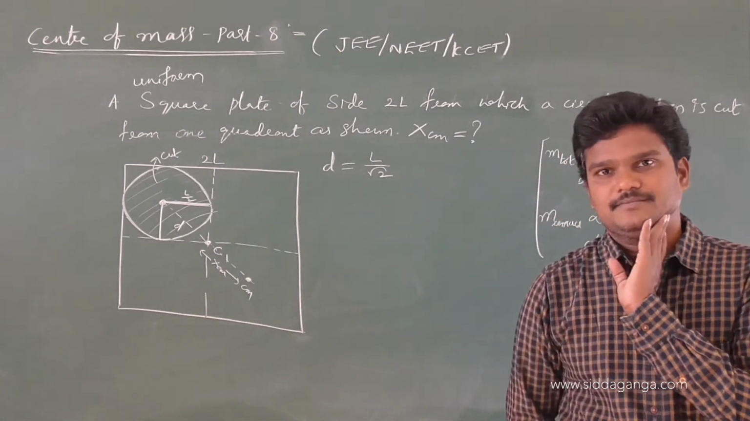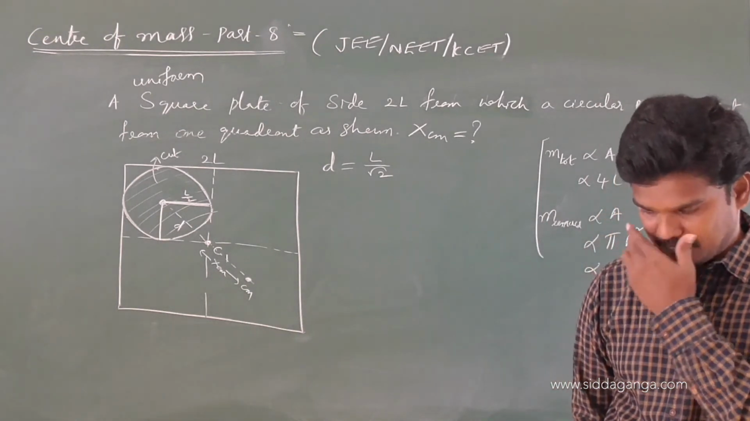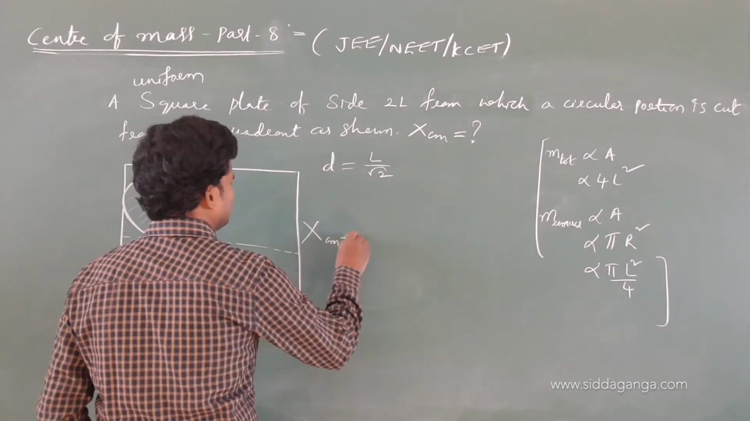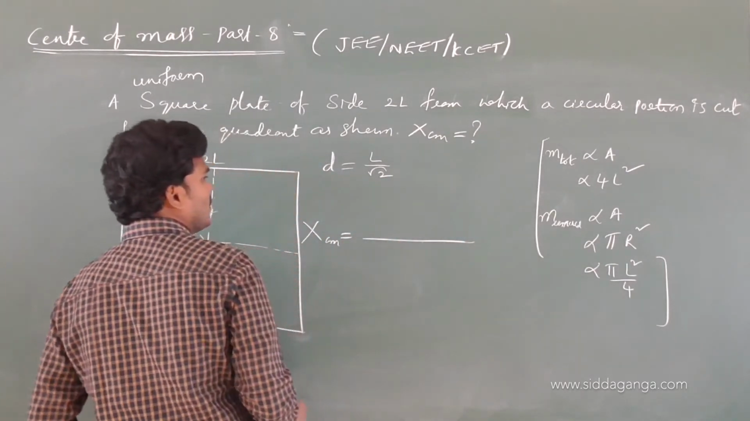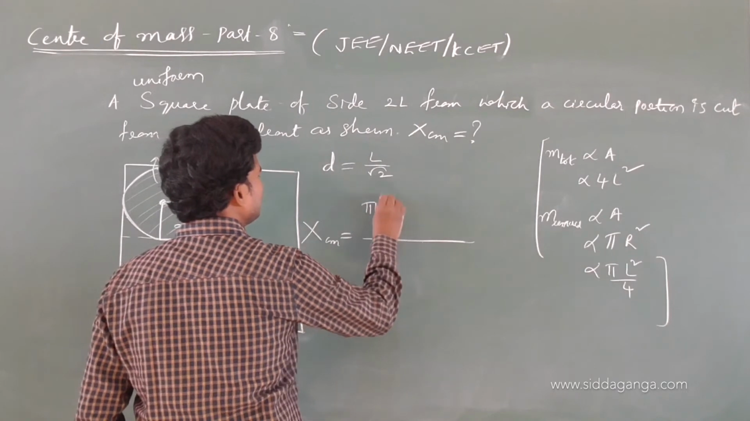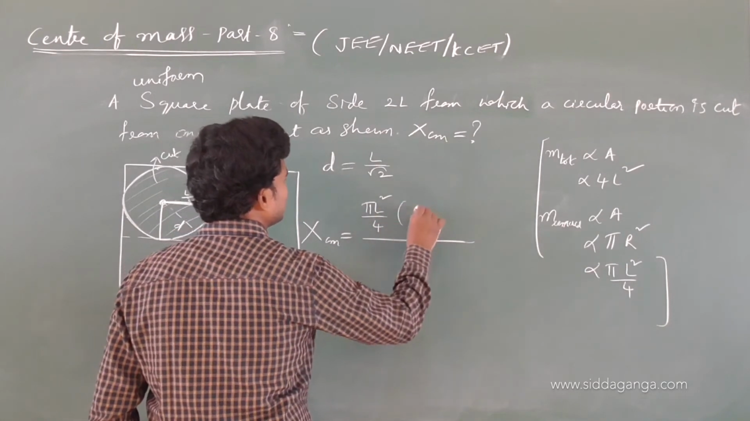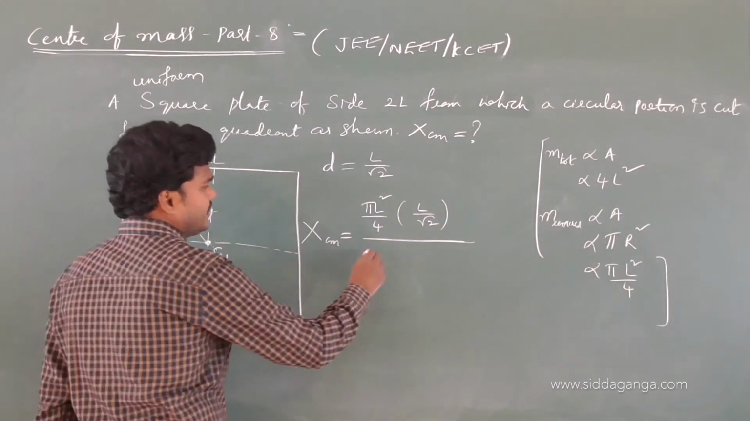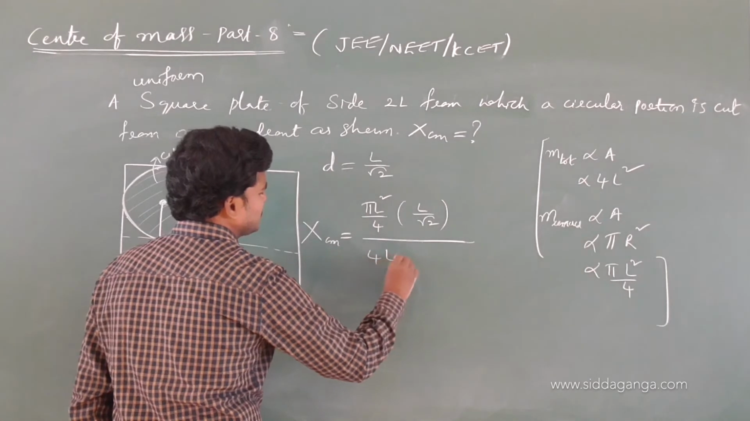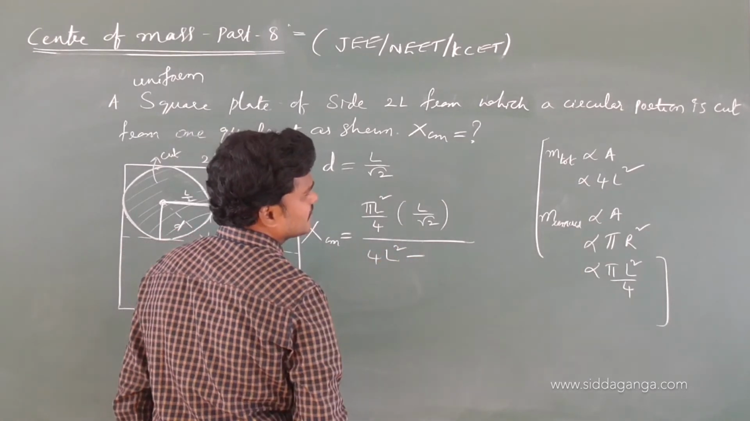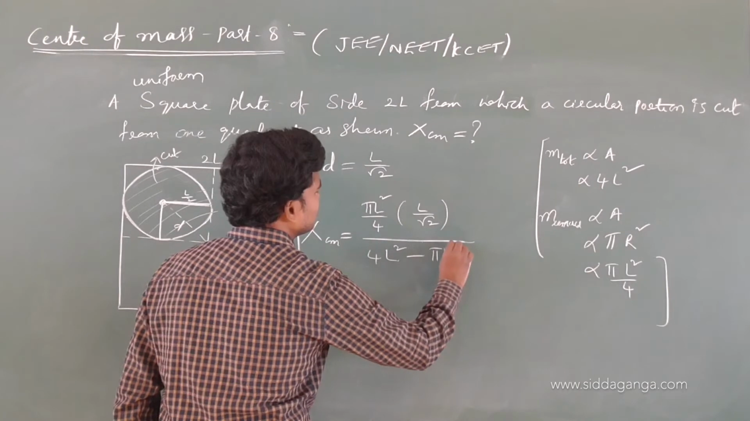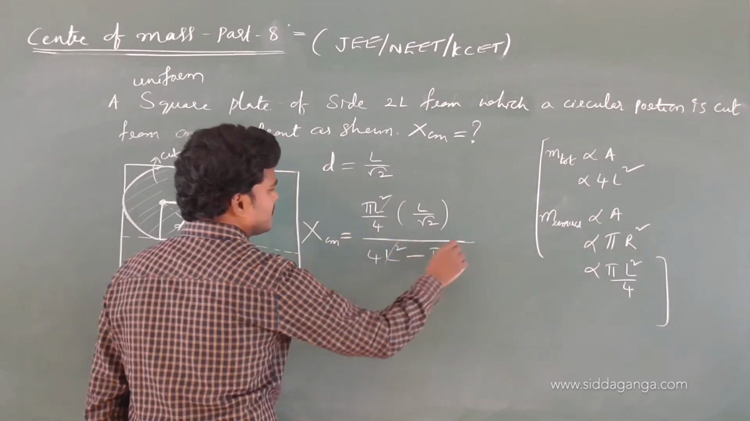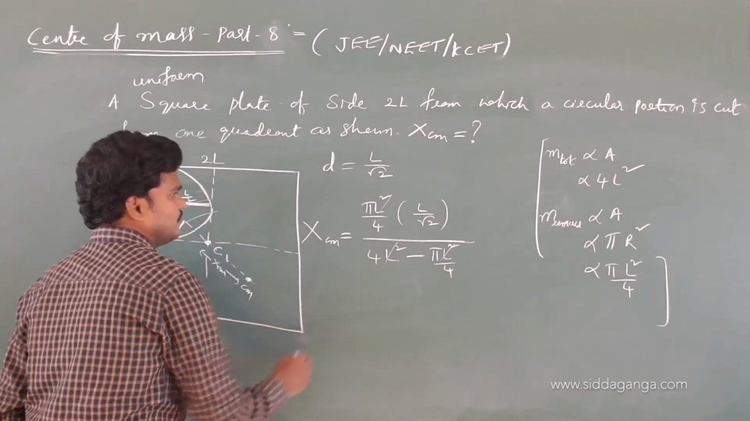Got the answer? Check your answer. Removed mass is nothing but what? Pi L square by 4 into distance L by root 2, divided by total mass. Total mass is 4L square and removed mass is pi L square by 4. So L square cancels. So, pi L by 4 root 2, 4.